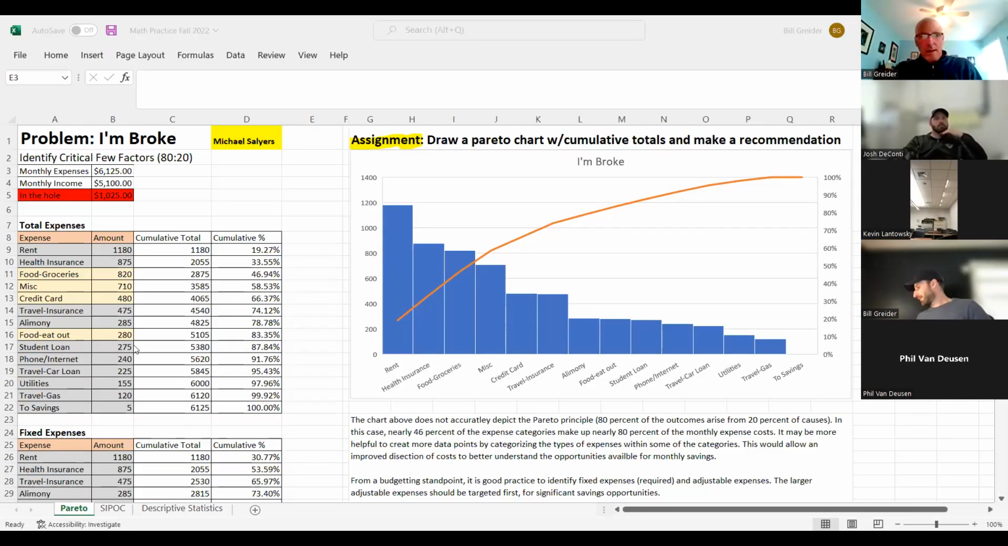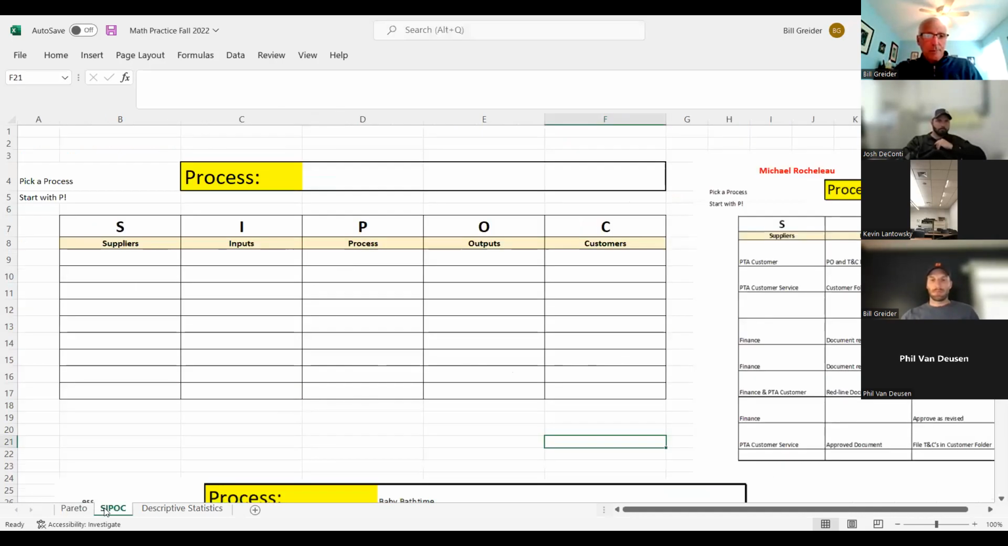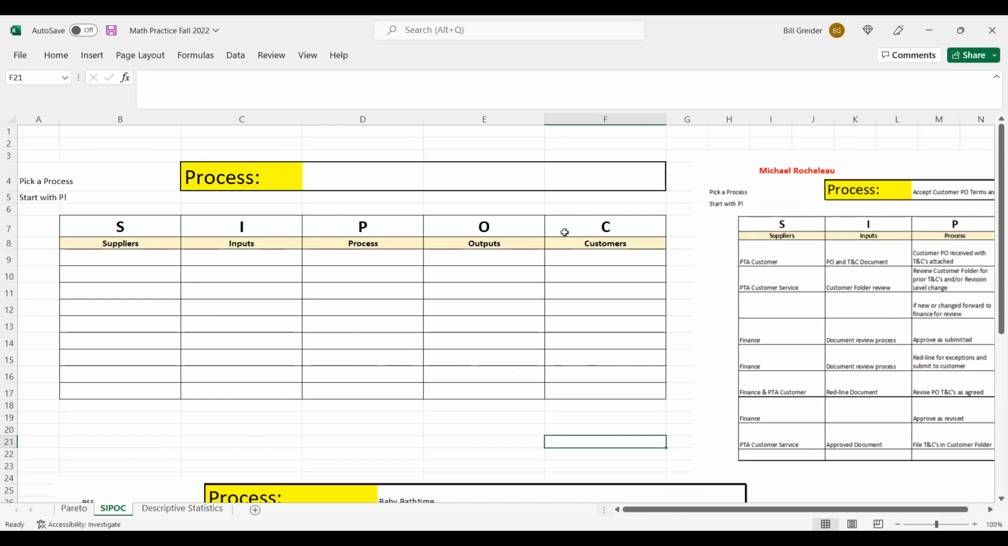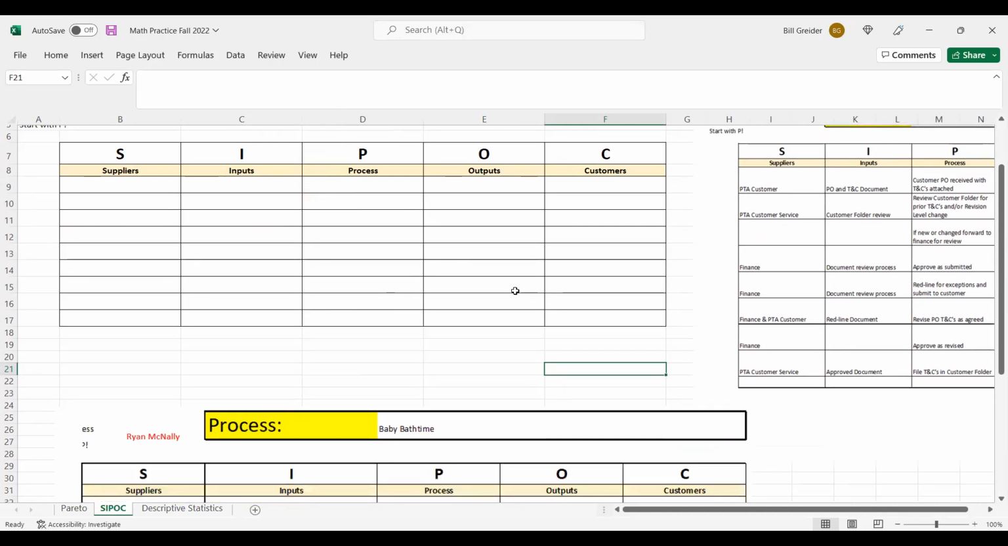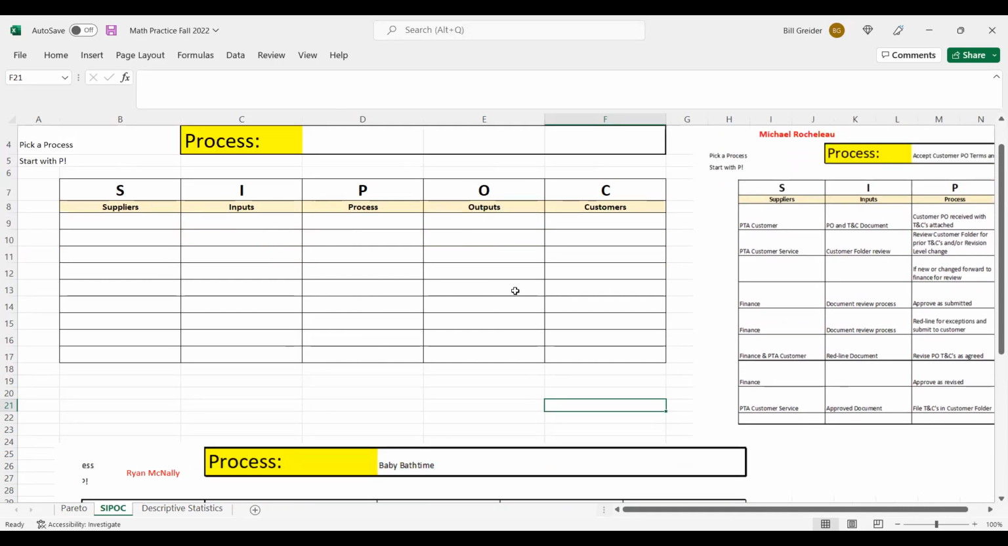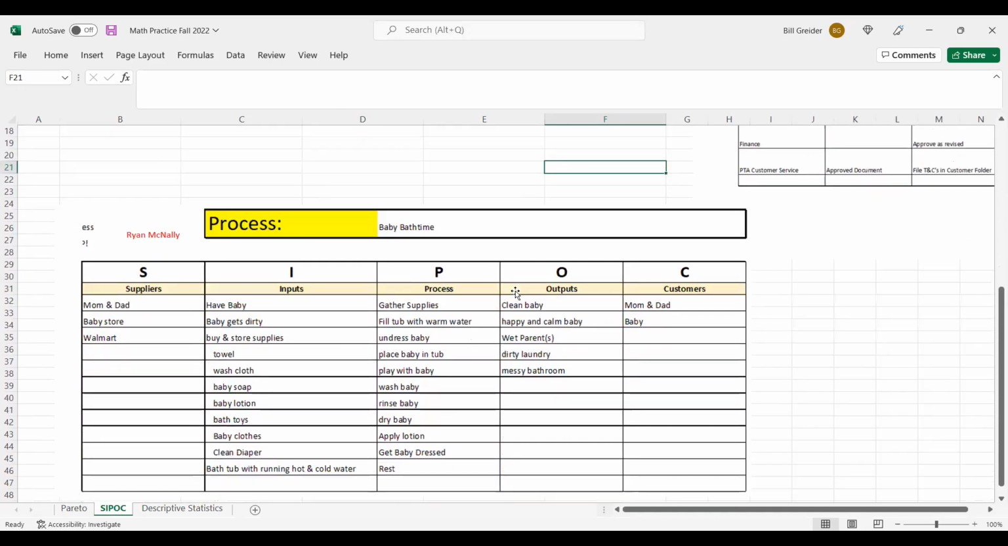So homeworks have been Pareto, and then this week SIPOC, which, like a lot of the tools that we do, like root cause and affinity diagrams, is a group activity. That makes it much more effective. You get much more information. It's very difficult to do by yourself. Josh, I loved your pizza making one.